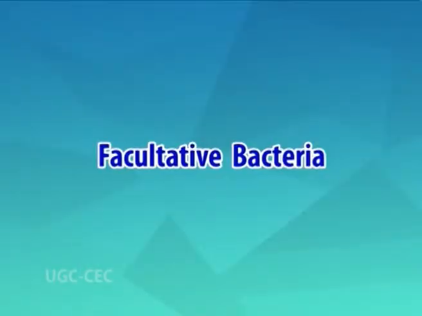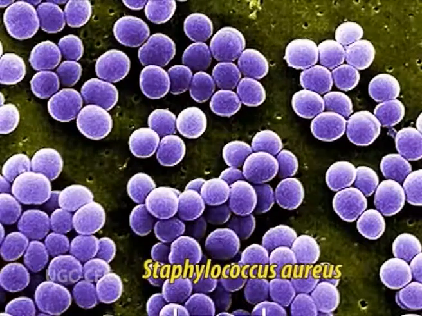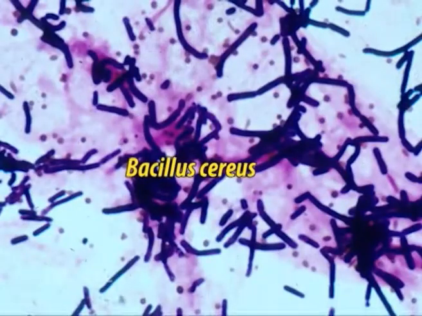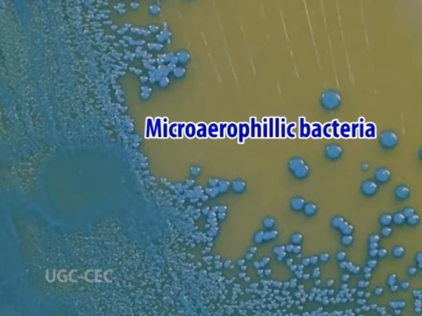Facultative bacteria can grow both in the presence or absence of oxygen. They can reproduce either in the presence or in the absence of oxygen. Examples: Salmonella, Shigella, Staphylococcus aureus, Bacillus cereus. Microaerophilic bacteria can grow only in the presence of minute levels of oxygen.